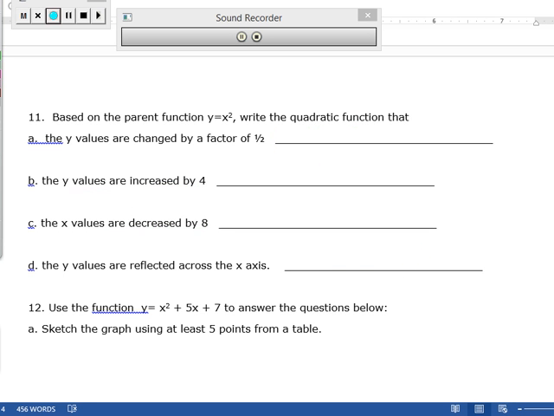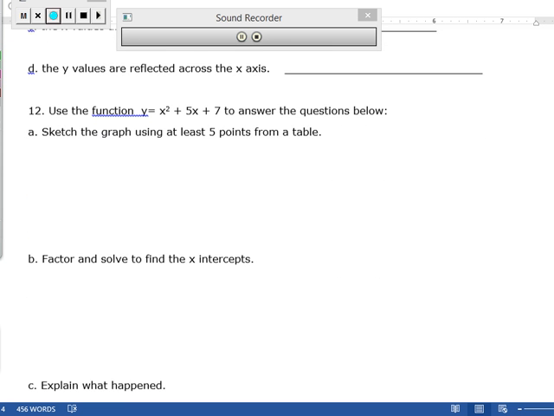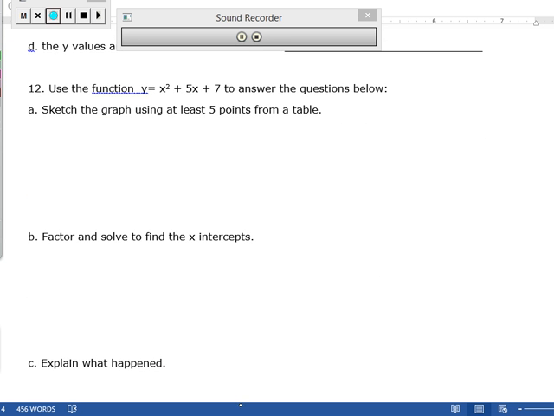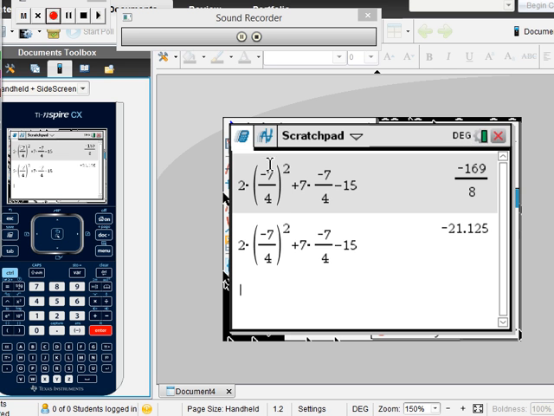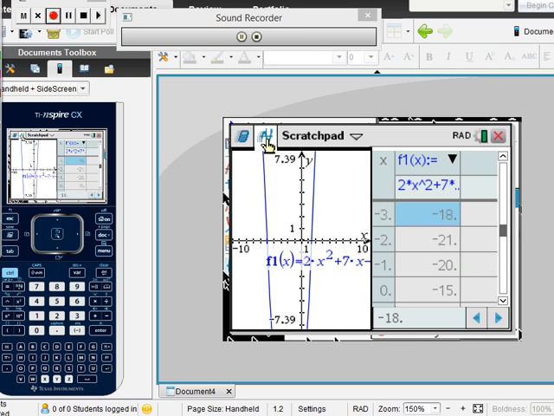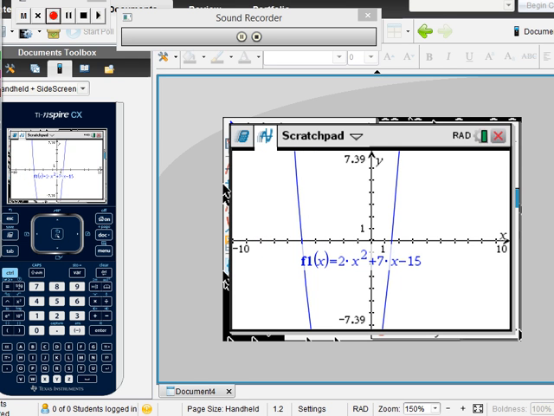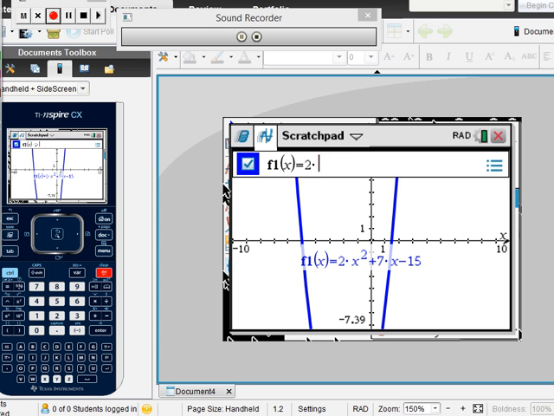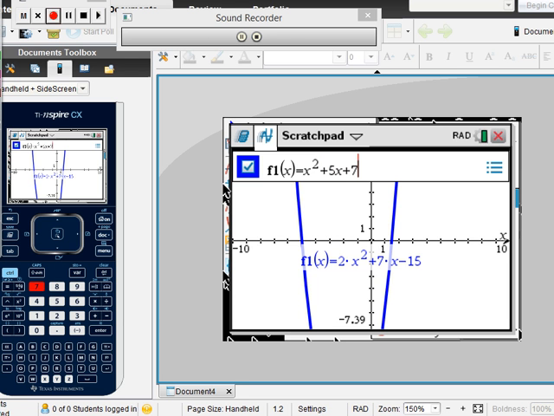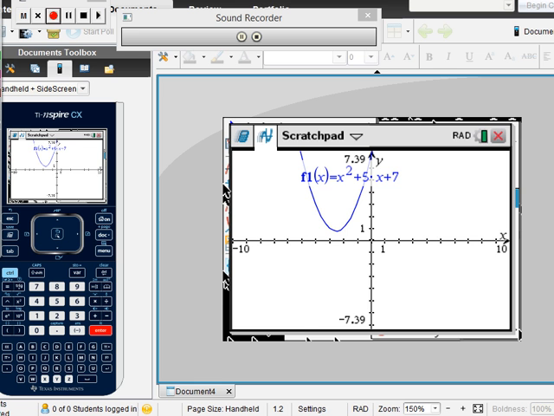All right. So x squared plus 5x plus 7. It says sketch the graph using 5 points from the table. So I'm going to go to my graph, and it is tab, x squared plus 5x plus 7. All right. Control T brings up that table.